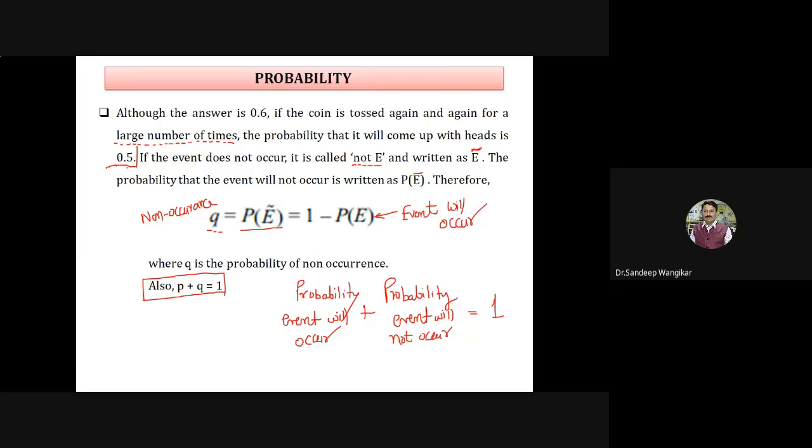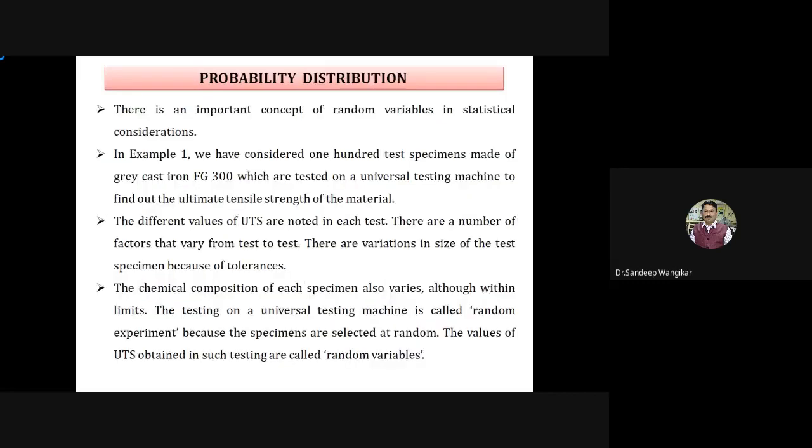So if the event does not occur, it is called not E, denoted as I have shown, with a symbol on the head of E. And the probability that the event will not occur is written by q. So written by small p, event will occur; written by small q, event will not occur. And the probability that the event will not occur is equal to 1 minus P(E), the event will occur. Because ultimately we know that the probability of the event occurring and the event not occurring is equal to 1.